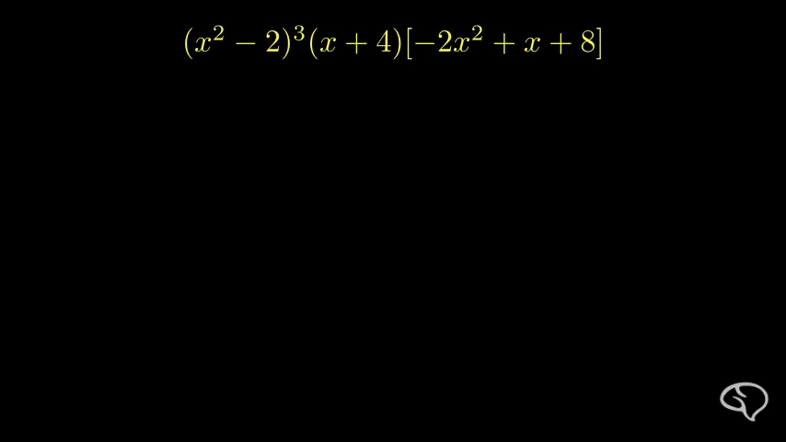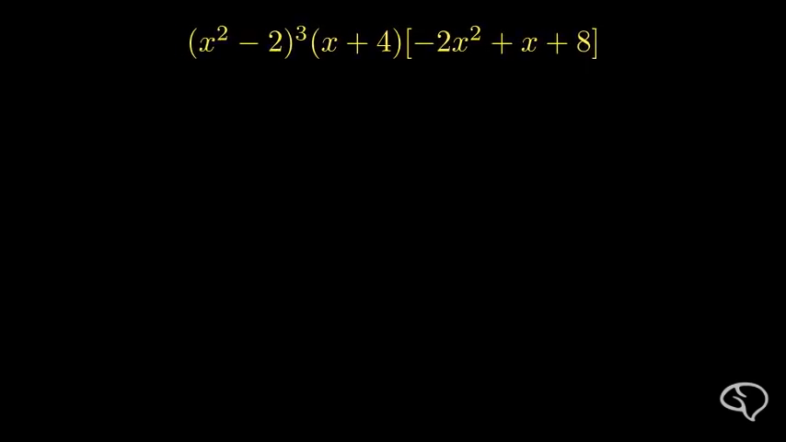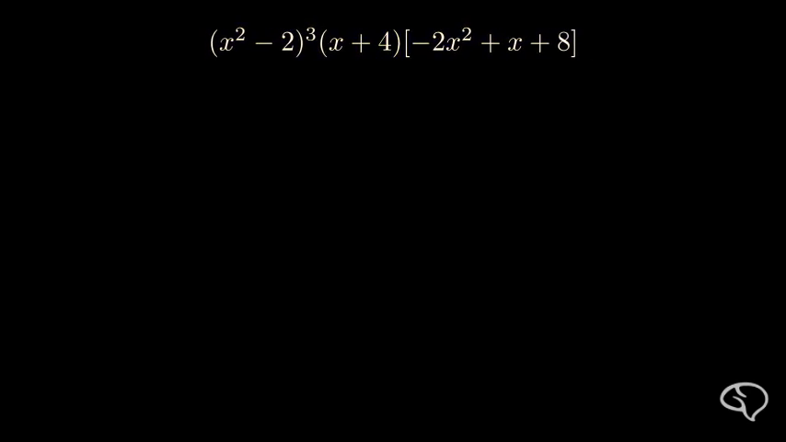We're almost there. We've factored out the GCF and simplified the expression inside the brackets. Now, let's put it all back together. Our expression is now the GCF we found earlier, (x squared minus 2) cubed times (x plus 4), multiplied by the simplified expression from the brackets, negative 2x squared plus x plus 8. This is a perfectly valid answer. However, in mathematics, we often prefer to have the leading coefficient of a polynomial be positive. The leading coefficient here is negative 2.